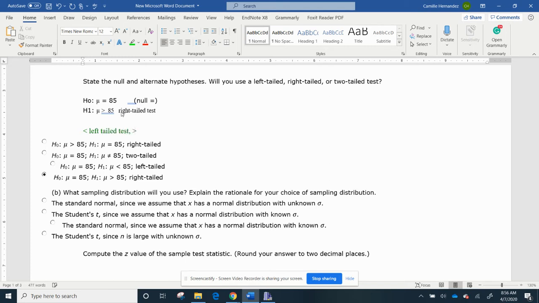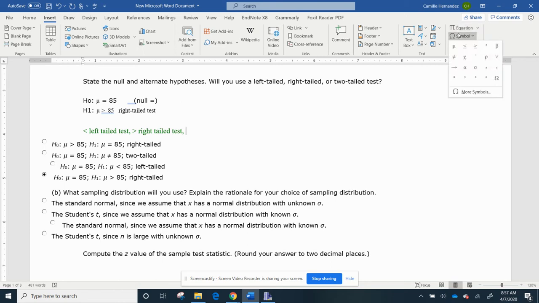If it's greater than, that's a right-tailed test. Oops, it'd be nice if I could spell this morning. And then the one that throws some people off is not equal. Okay, that is a two-tailed.